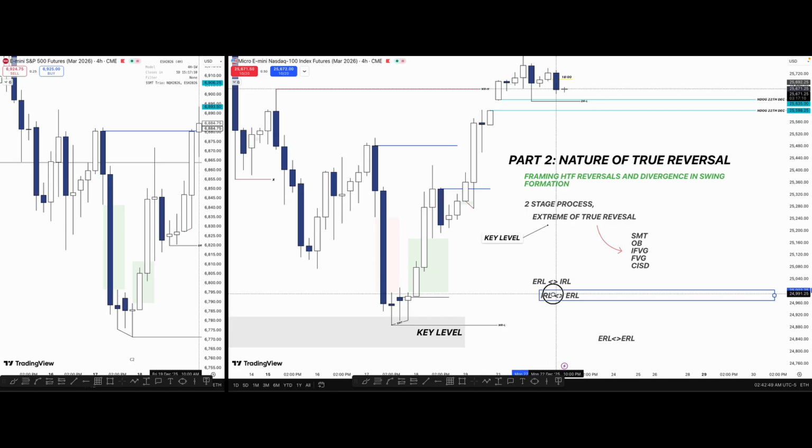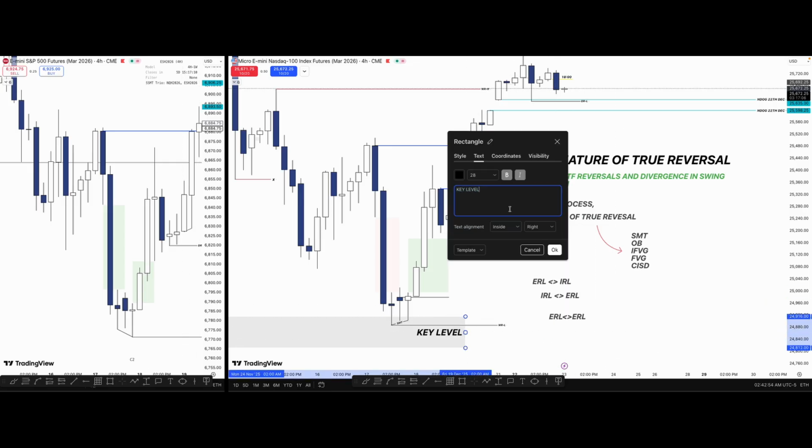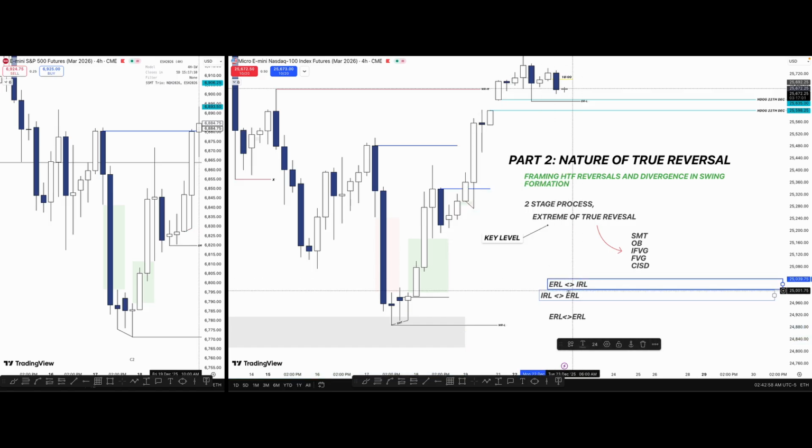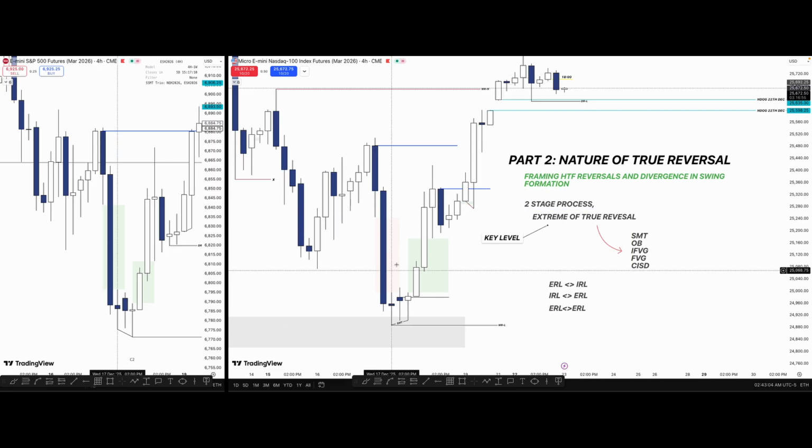This is the core concept of every move you are trying to predict. Every move that you are trying to predict is just this. It's either ERL to ERL, ERL to IRL, IRL to ERL. This is the true nature of price movement, right? And everything will happen how? Everything will happen in a consolidation phase, distribution phase, trying to manipulate higher.